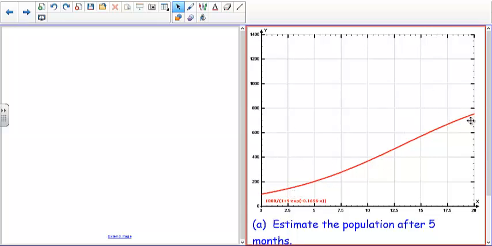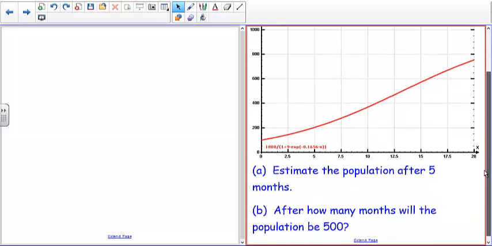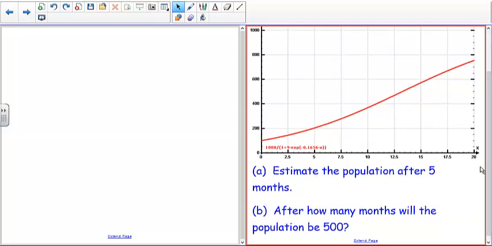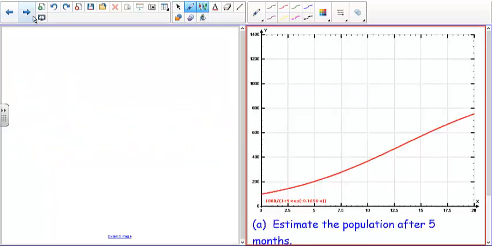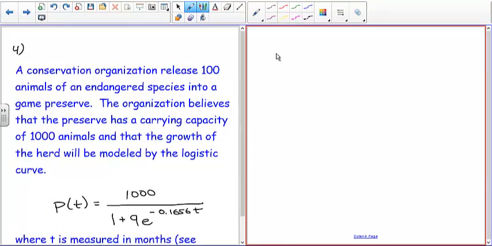So what they're asking here is to estimate the population after 5 months. And after how many months will the population be 500? You can almost guess it. So if you go here to 500 and then you go down, it looks like about 13 or 14 months, but we'll get the exact value. So the first question was estimate the population after 5 months. So part A is just evaluating the function for 5 months, because they say t is measured in months.